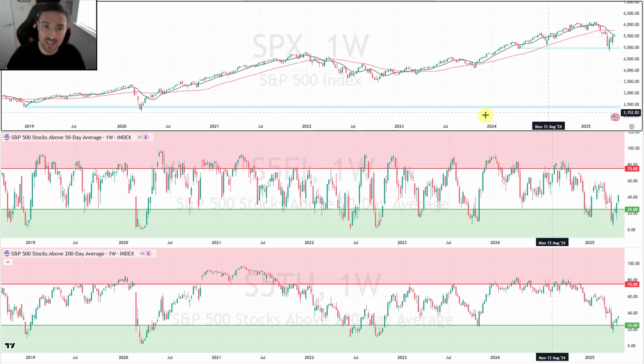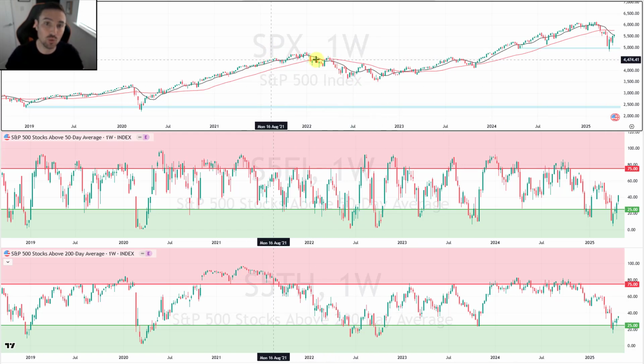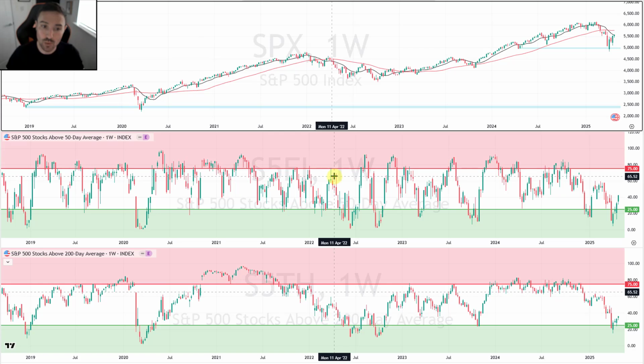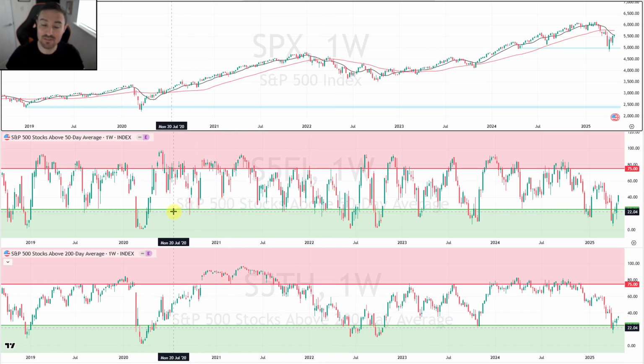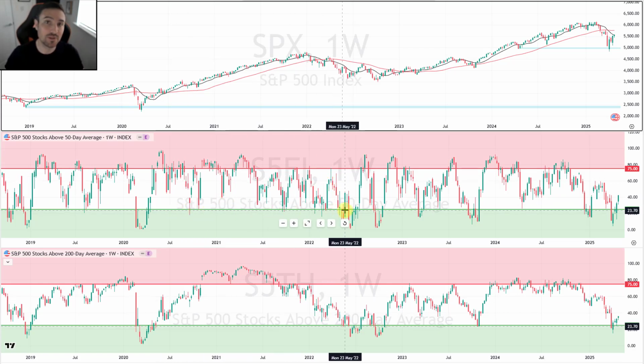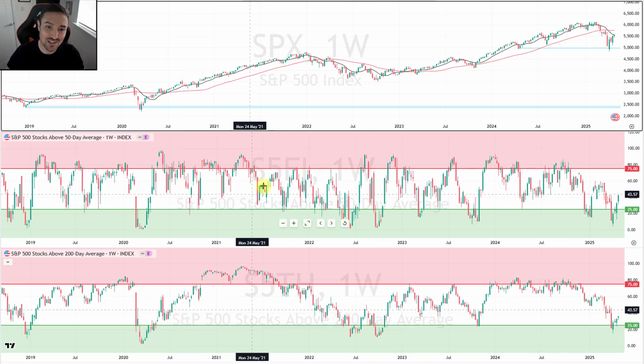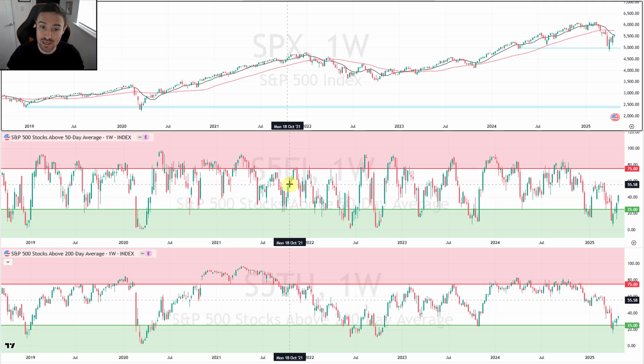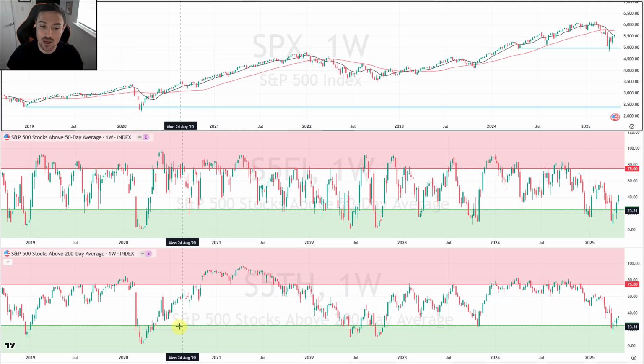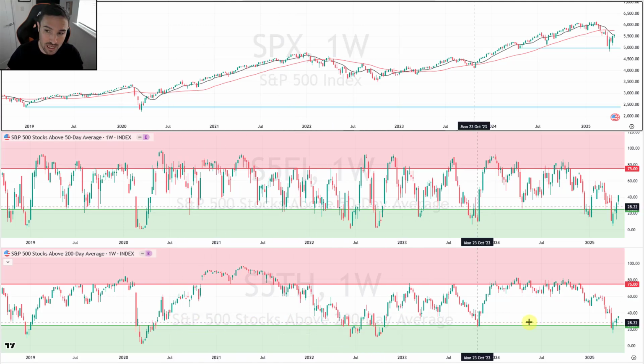So we've got three charts here. We've got the S&P 500 on the weekly time frame, and then also on the weekly time frame we've got the S&P 500 percentage of stocks above their 50-day moving average and the S&P 500 percentage of stocks above their 200-day moving average. So weekly time frames all lined up here. Now important to note for S5FI, which is the S&P 500 percentage of stocks above their 50-day, and S5TH, which is the percentage of stocks above their 200-day moving average, the scaling here is in percentages.